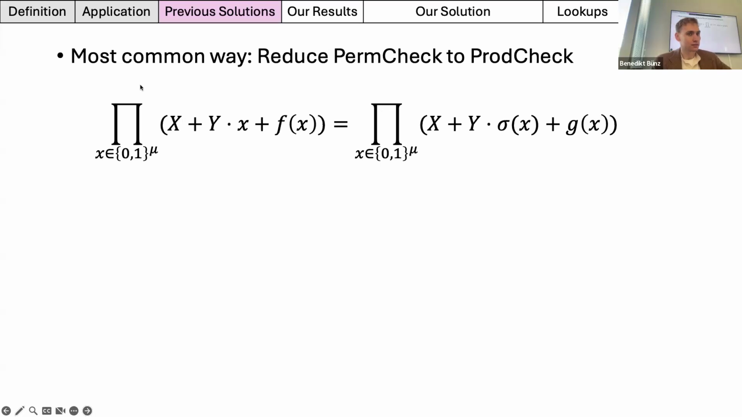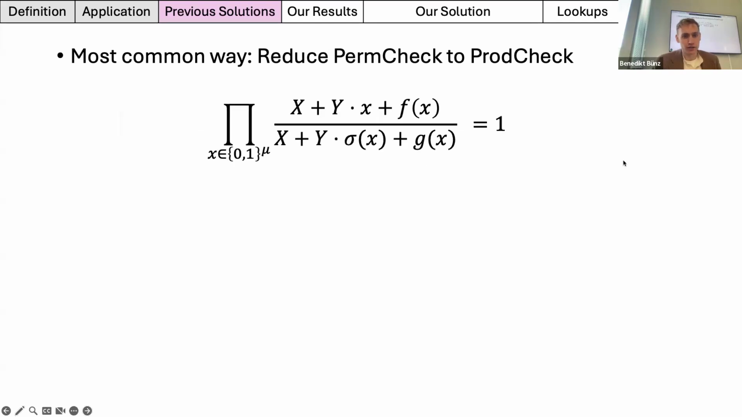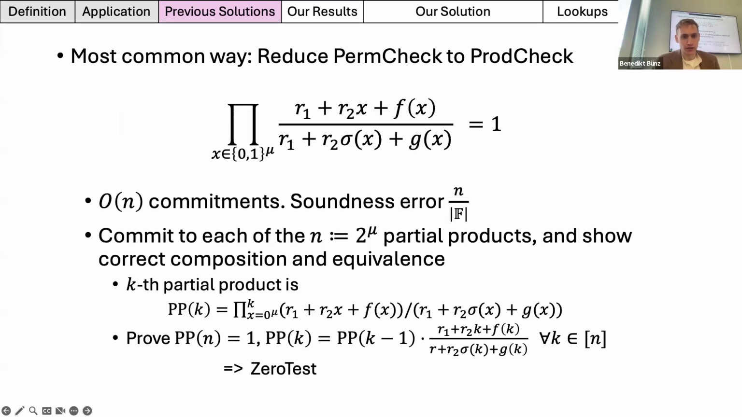2 to the mu divided by the size of the randomness, yeah. And usually I draw the randomness from the size of the field. So 2 to the mu is literally the number of elements in F and in G. We call that n as well. So it's n over the size of the field. So the soundness error is n over the size of the field.